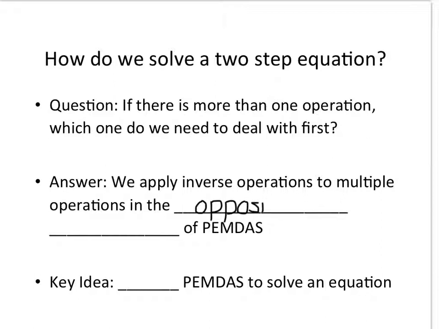So if you recall from last time, we used to start with parentheses, then exponents, then multiplication and division, then addition and subtraction. But since we're working in the opposite order, we're going to work backwards. Again, the key idea is that we're going to, quote, undo PEMDAS. So we're going to start first by trying to do the opposite of any addition and subtraction we see, then trying to undo any multiplication and division we see, then back to exponents, and then back to any parentheses. So let's look at a couple of problems in action here.